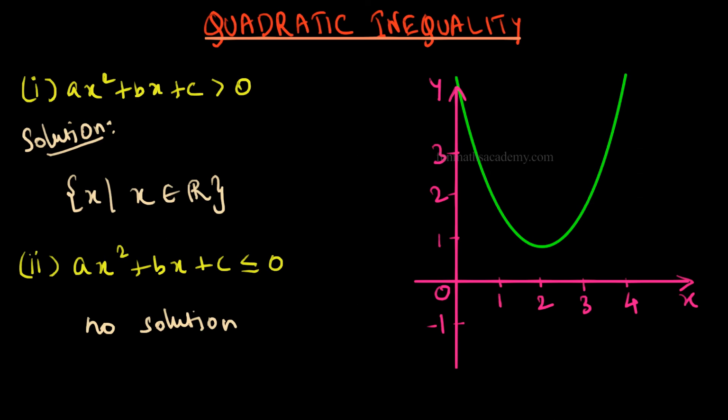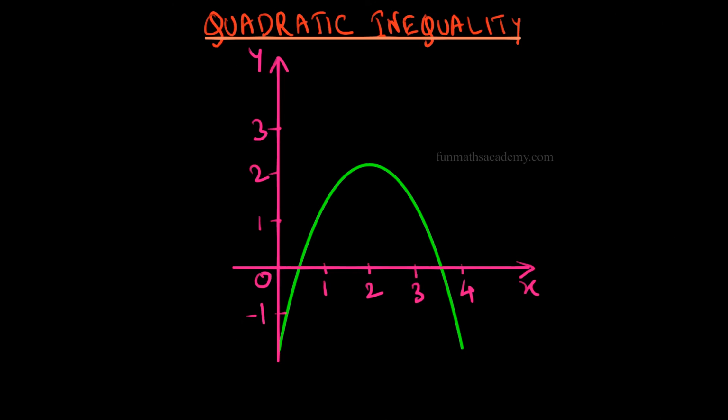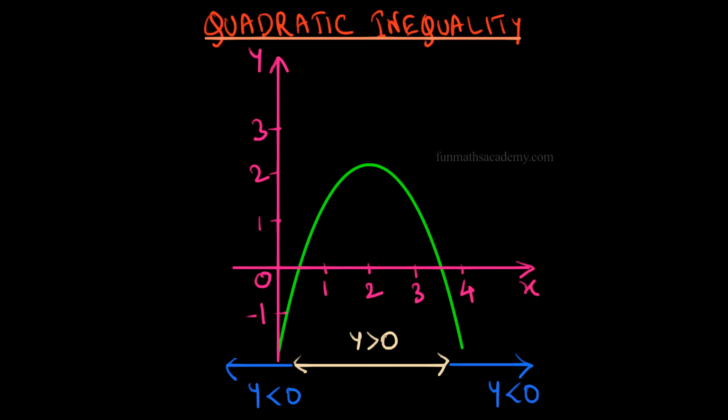As a curve can also face downwards, how will the solution of this type of curve be? Suppose that the curve meets the x-axis at two places, then for the range of values of x that is between the solutions, y will be greater than 0. And for the values of x to the left and right, y will be less than 0. So we saw how the solutions can be represented graphically. We shall now see how to solve these inequalities.